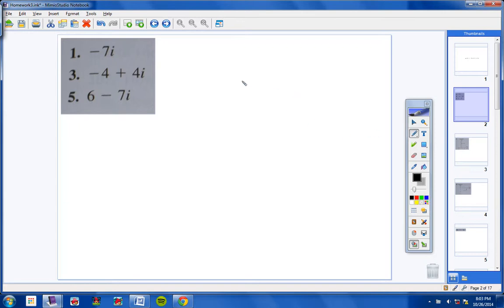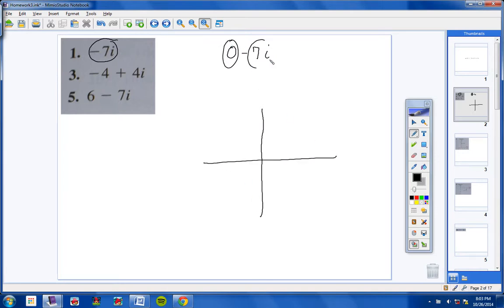Let's plot these quickly. Let's start off with negative 7i. Now remember, students, negative 7i is the same thing as 0 minus 7i, because the directions do say that we have a complex number. And a complex number has to have a real number and an imaginary number both, okay? So we go 0 and then negative 7. And there we plotted the complex number right there.